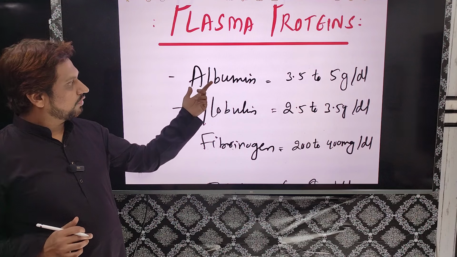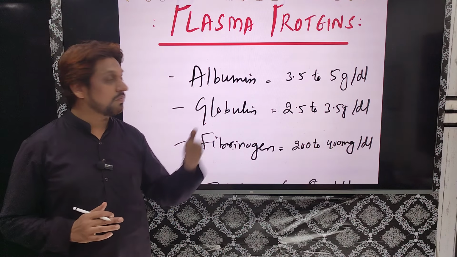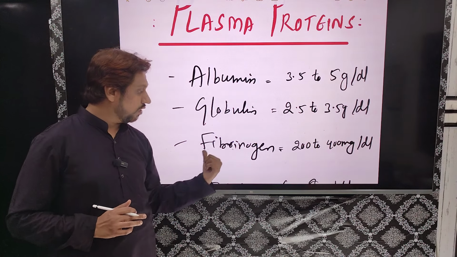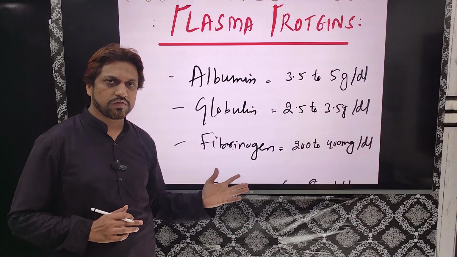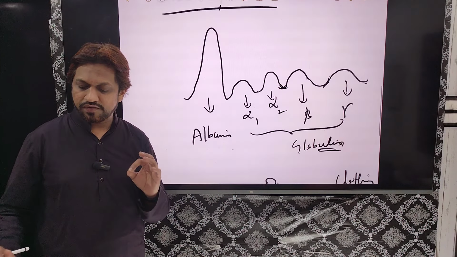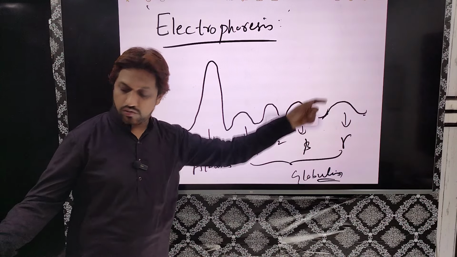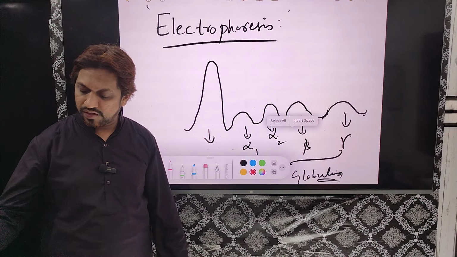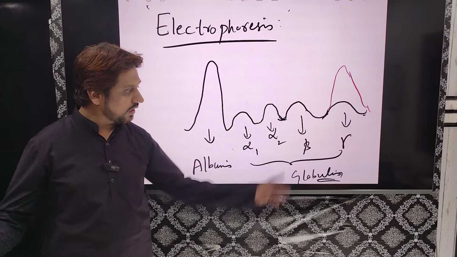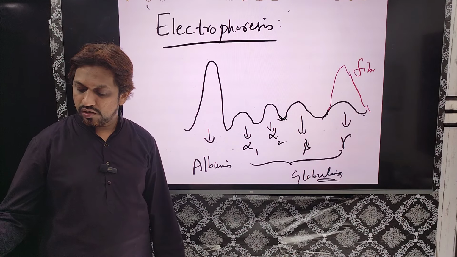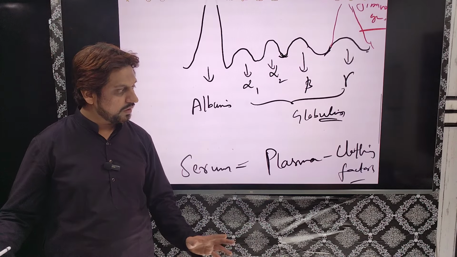That's why albumin and globulin are sometimes termed serum albumin and serum globulin, not serum fibrinogen. If we take a plasma sample in the electrophoresis, then we may get a fibrinogen band here also, but generally a serum sample will give only albumin and globulin.